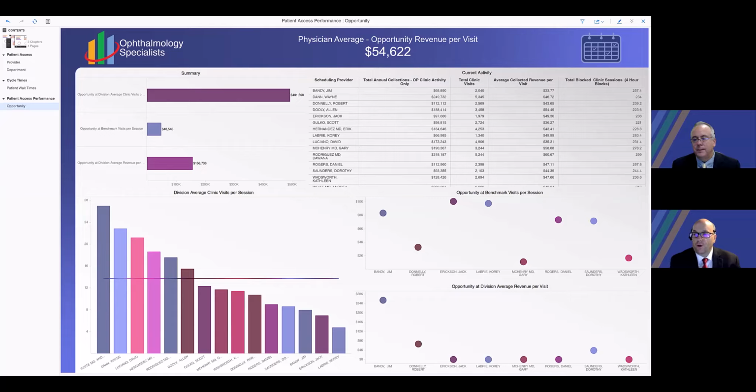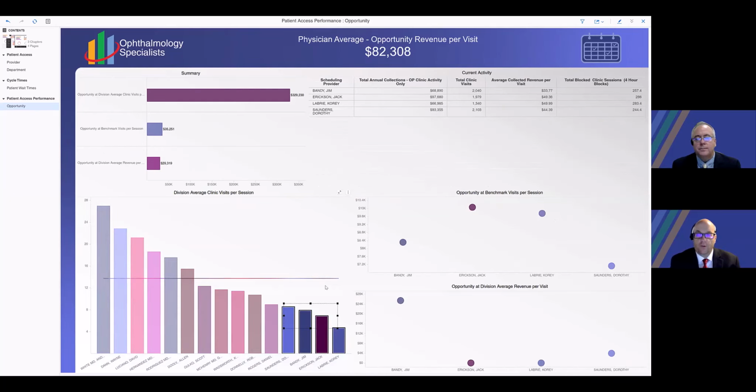And you know what's the beautiful part about this one, Russell, is that when you're using internal benchmarks, the mean is a moving average. So as you move these providers up, the mean moves up as well. And you're always going to have providers that are below the mean. So you'll always have providers you can keep working with, and this performance opportunity is always going to be there.